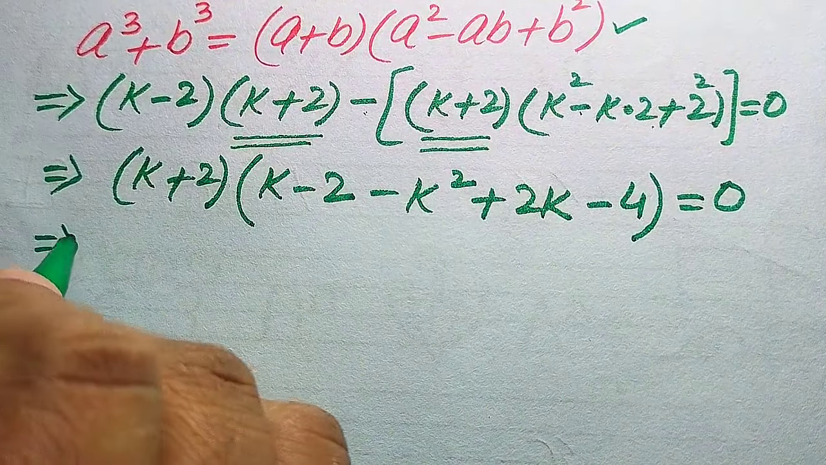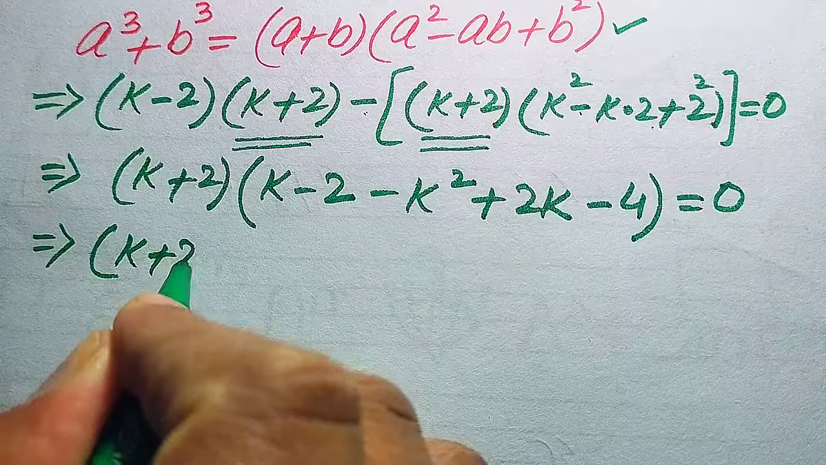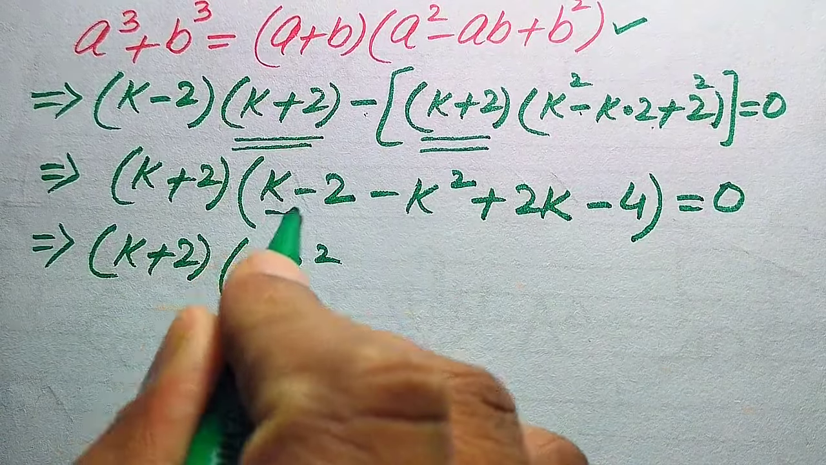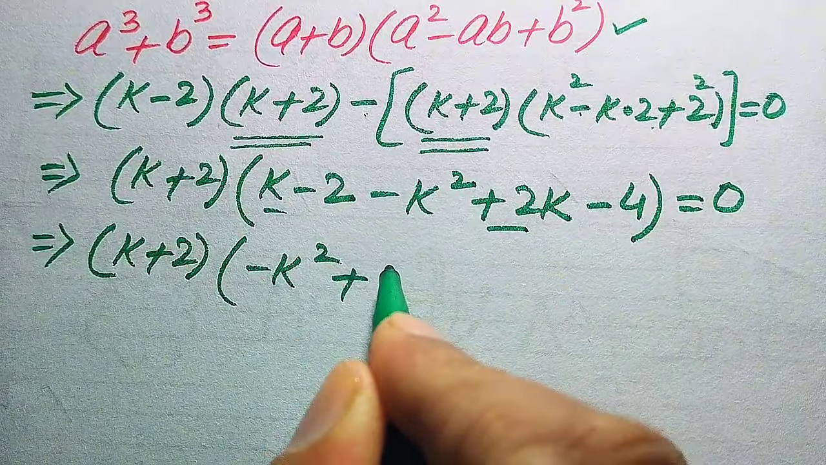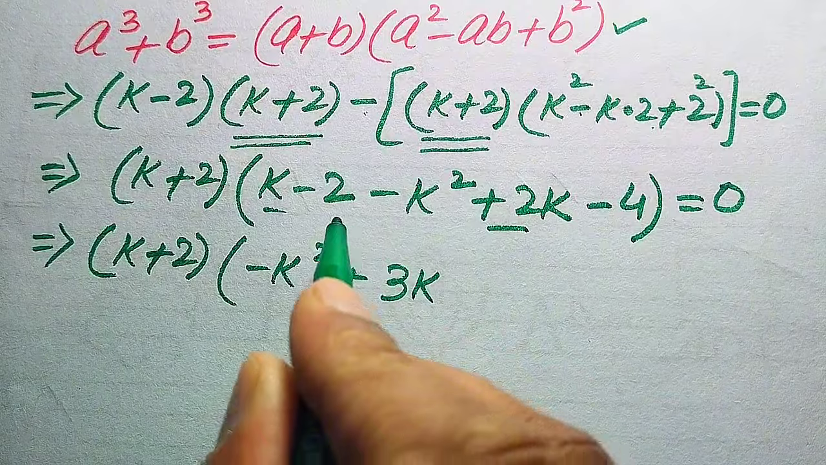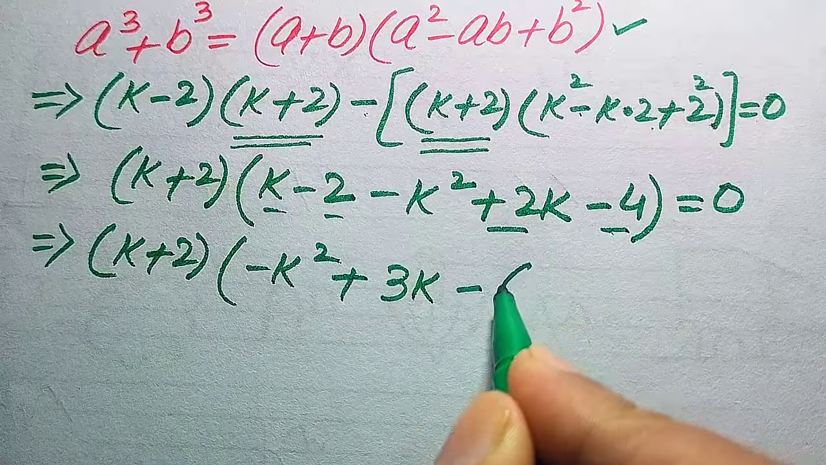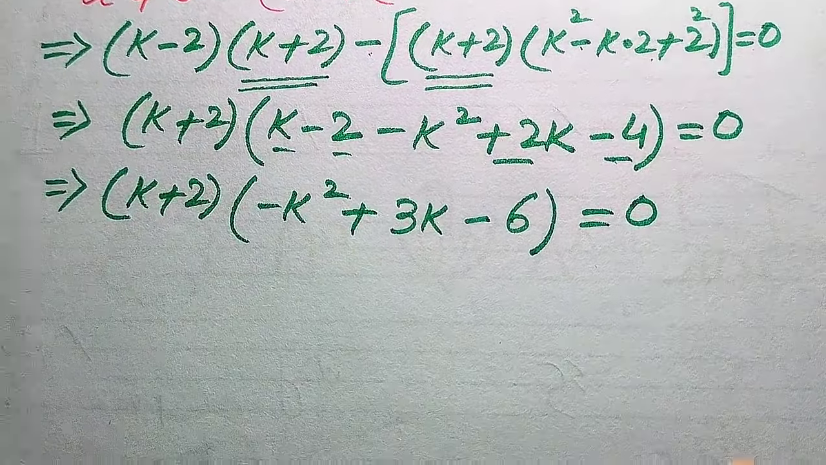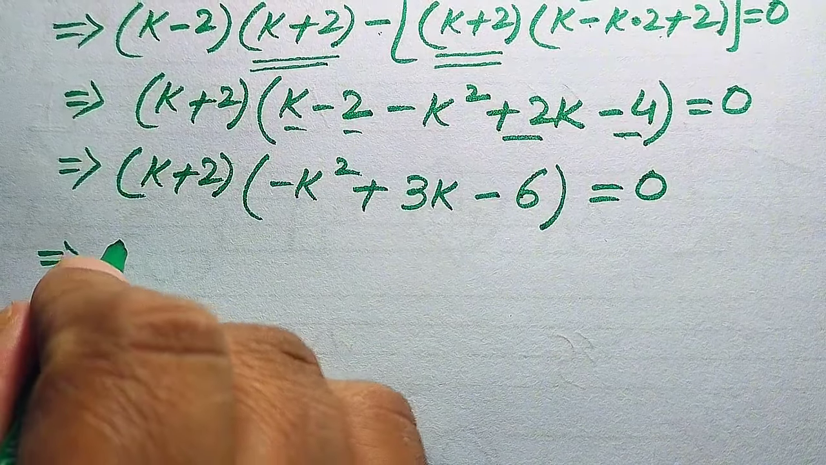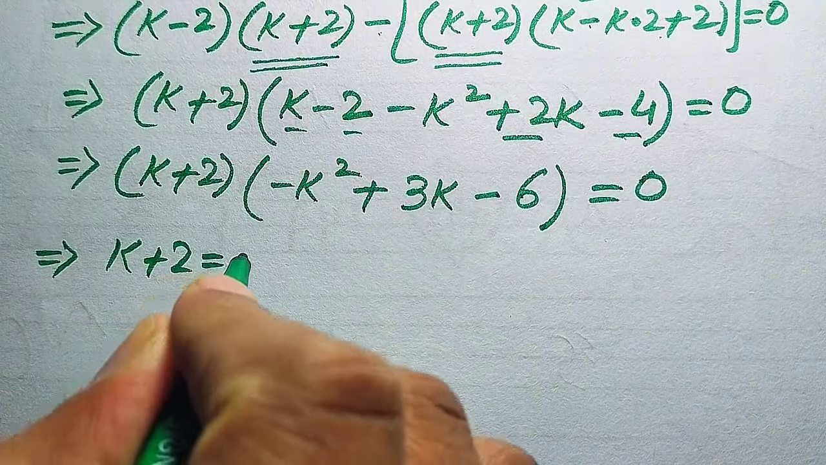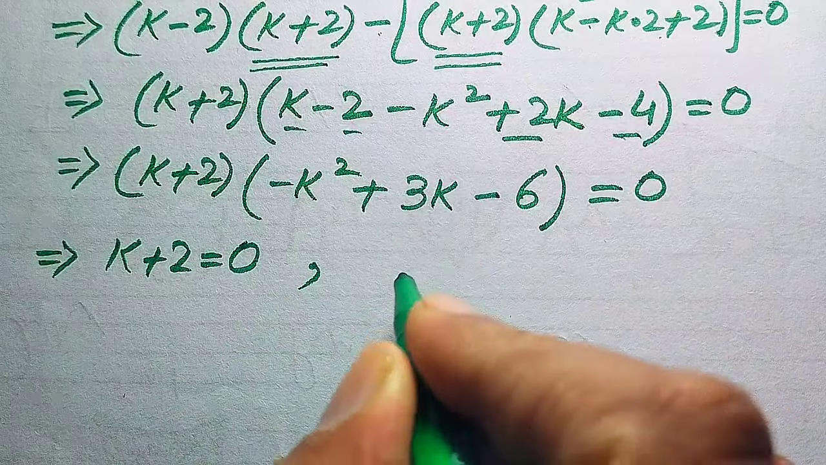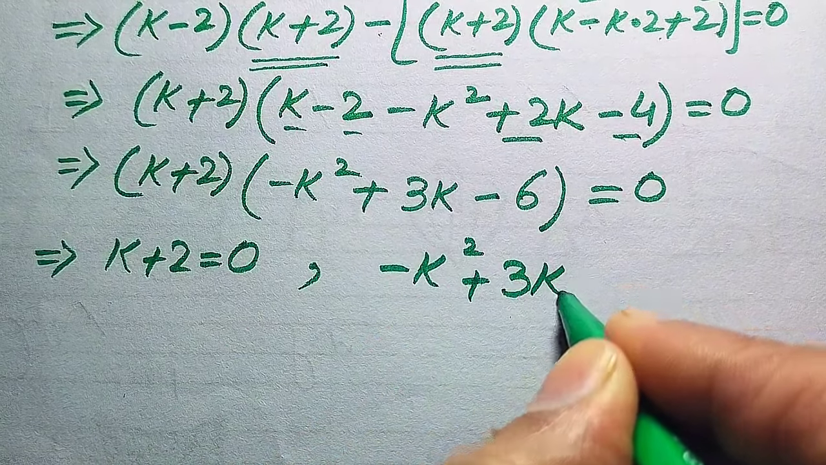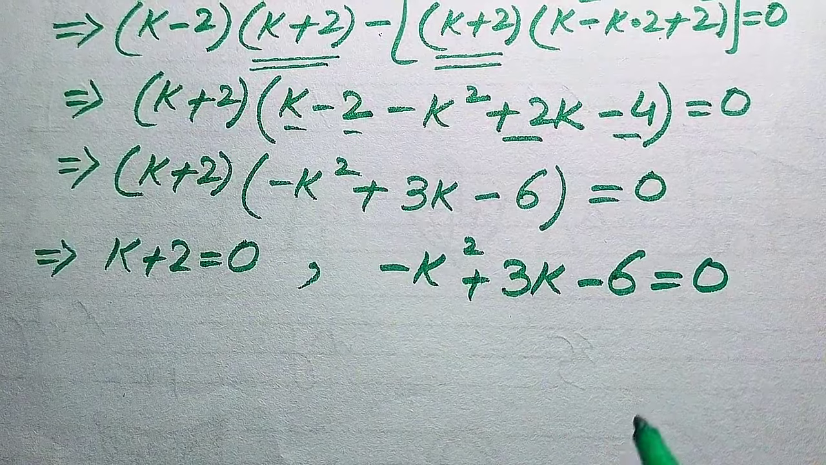And here we need more simplifications, and it will be written as k plus 2 times, here we have minus k square, and k plus 2k becomes 3k, and minus 2 and minus 4 becomes minus 6, and this whole equation is equal to 0. And now we divide this equation into two cases. The first case is k plus 2 equals 0, and the second case is minus k square plus 3k minus 6 equals 0.